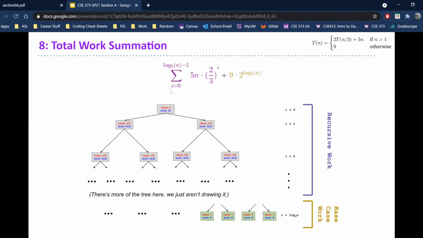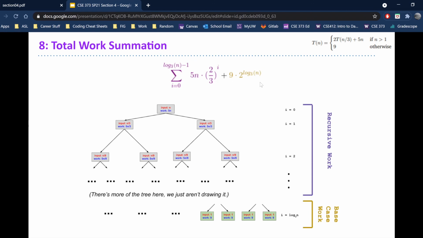In this summation, we start at i equals 0, right up here at the root, and then we go all the way up until the last level before our base case, so log base 3 of n minus 1. What we're going to sum up is the amount of recursive work done at each ith level. This is what we came up with in number 5: 5n times 2/3 to the ith power. Basically, what we're summing up is the number of nodes at that particular level multiplied by the amount of non-recursive work done at each node. This is just a simplified version of looking at it.